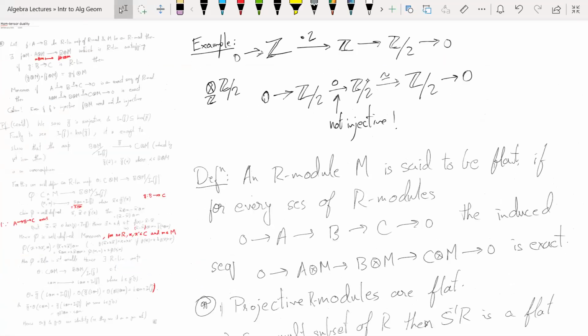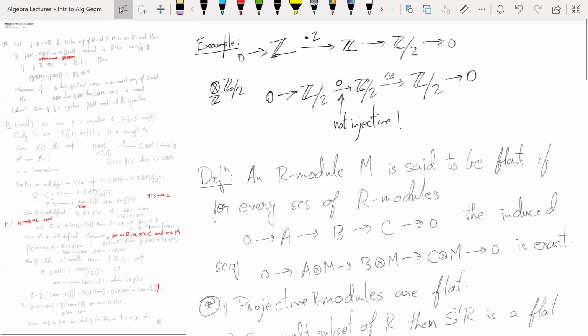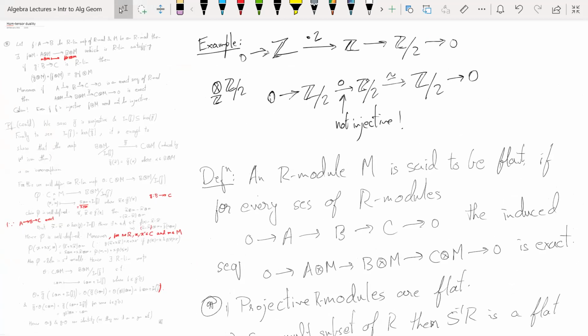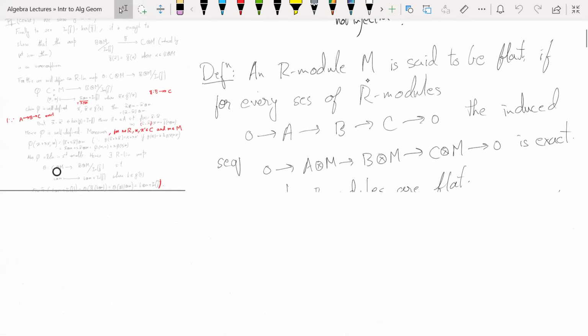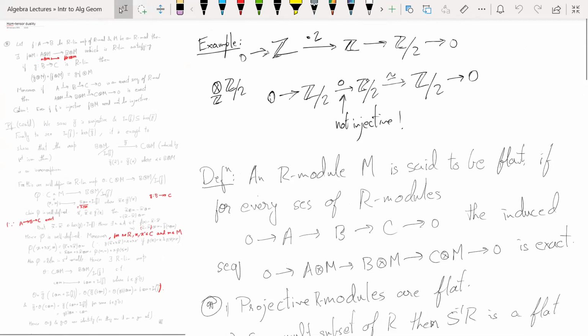Okay. So for example, you can take this short exact sequence. Z to Z is multiplication by 2. So that's an injective map, as we know. I mean, Z is an integral domain, so multiplication by any non-zero element is an injective map. And the quotient, the cokernel of this inclusion, is Z mod 2Z. So we get this short exact sequence.